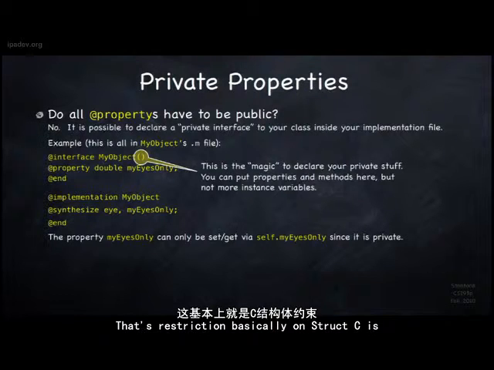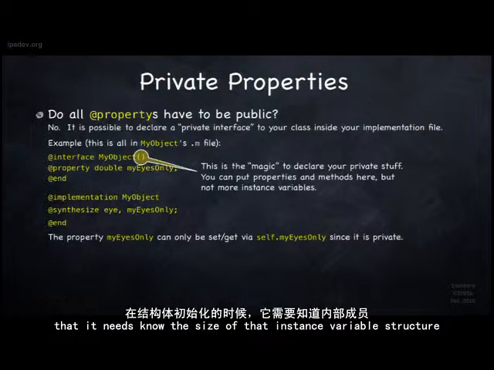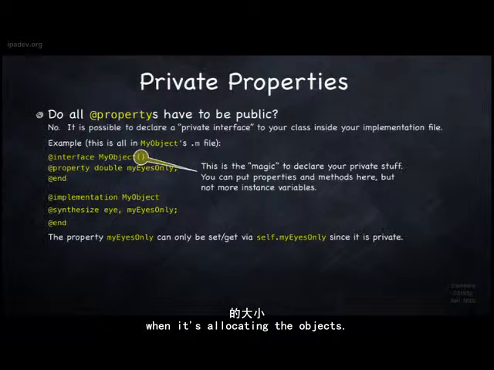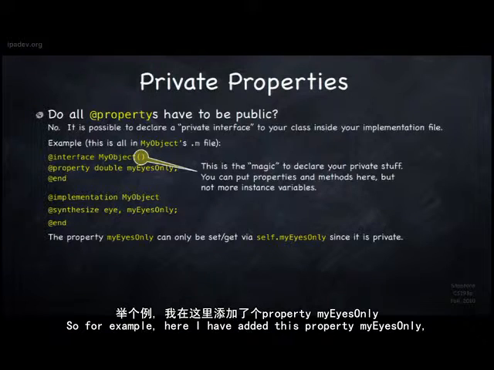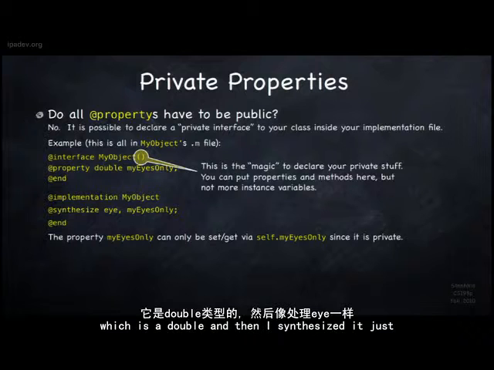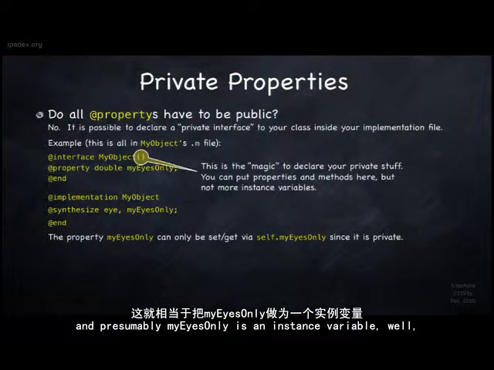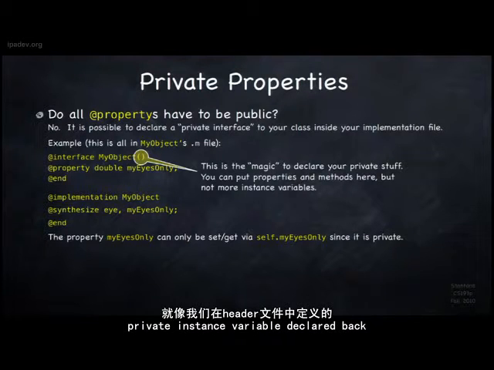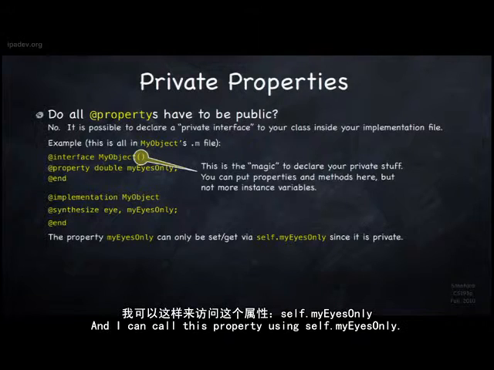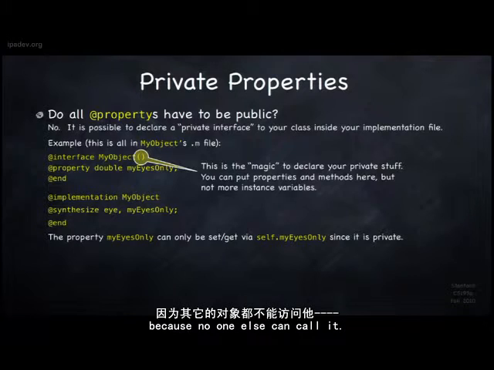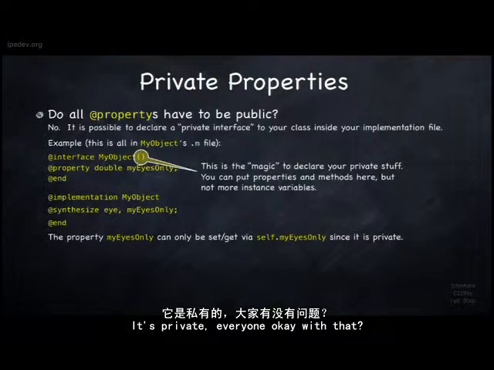It's basically a restriction of strict C, which needs to know the size of that instance variable structure when it's allocating the object. So you cannot put more instance variables, but you can put properties. For example, here I have added this property myEyesOnly, which is a double, and then I synthesized it, just like I synthesized I. And presumably myEyesOnly is a private instance variable declared back in my header file. Okay? And I can call this property using self.myEyesOnly. That's actually the only way I can call it, because no one else can call it. It's private. Everyone okay with that?